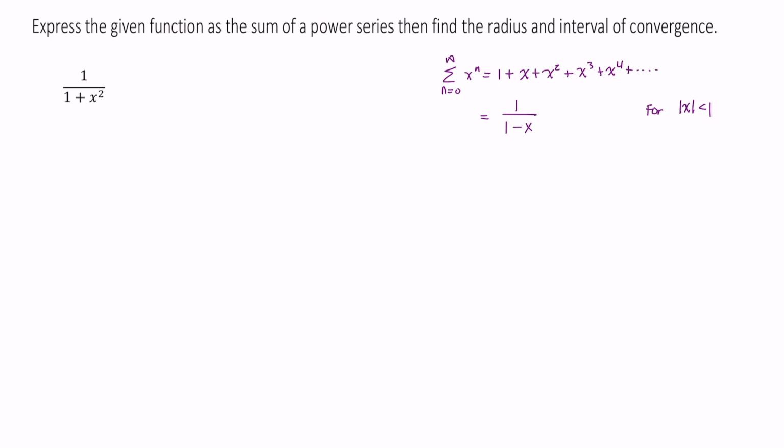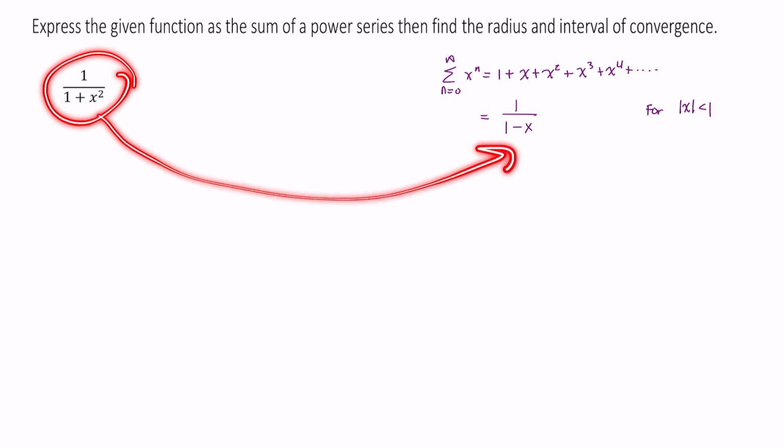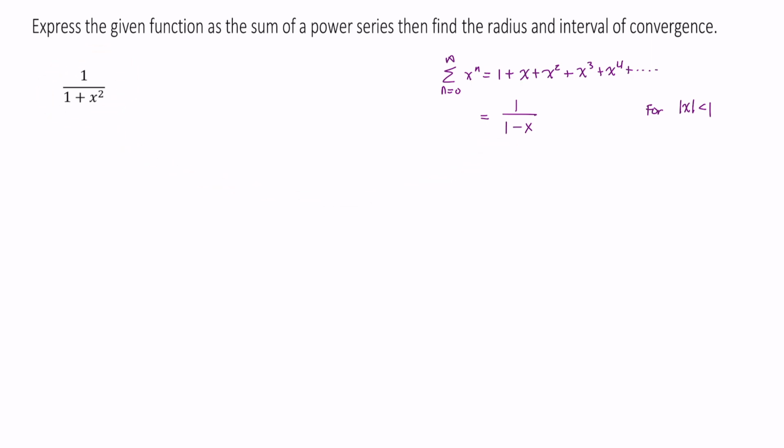So the idea is to rewrite this so it looks like this series. An easier way to think about this might be, this x here is this blob, and we want to replace this blob everywhere. So we want 1 minus some blob, and whatever is in that blob is going to go in all these spots for the absolute value of that blob less than 1. So let's try that.